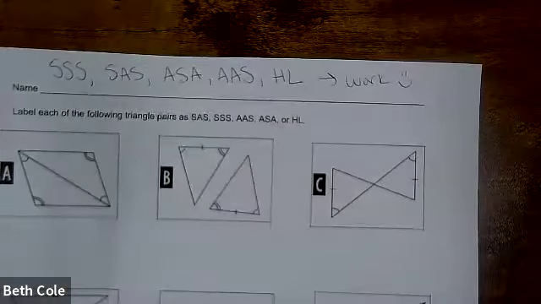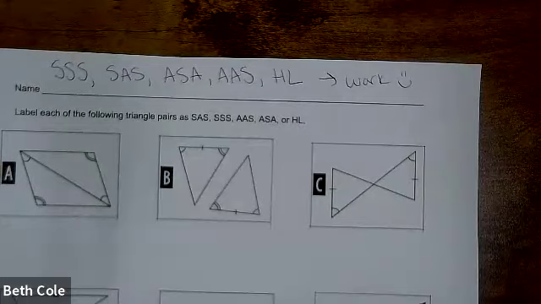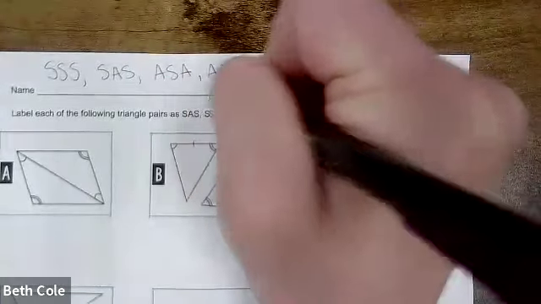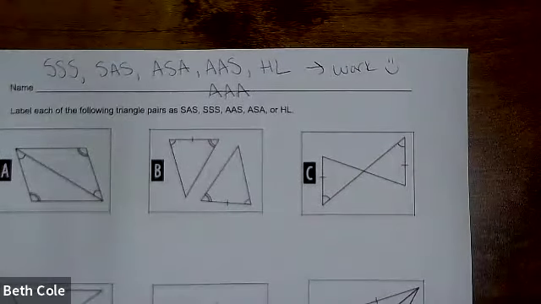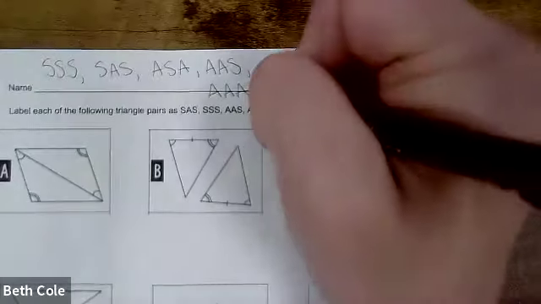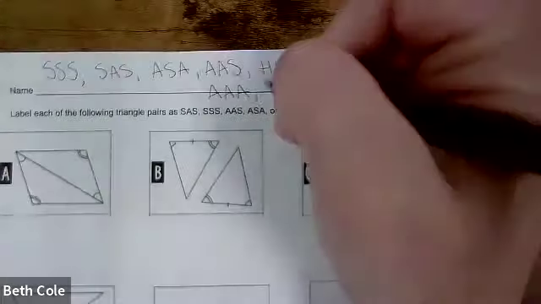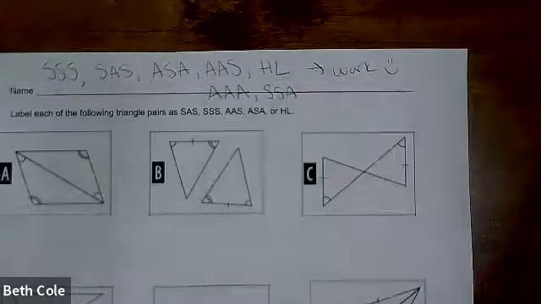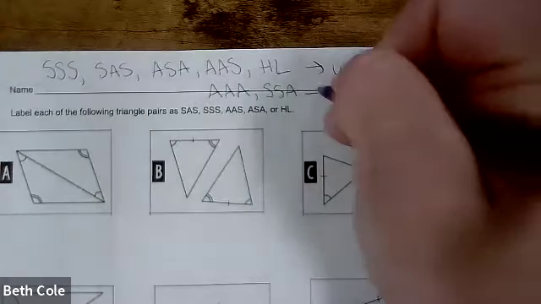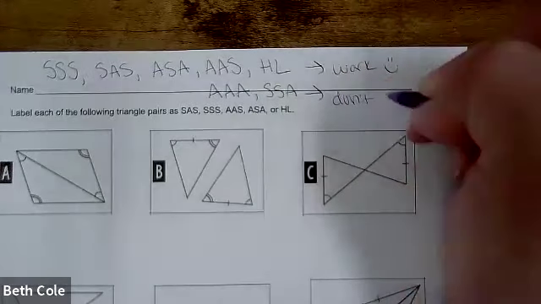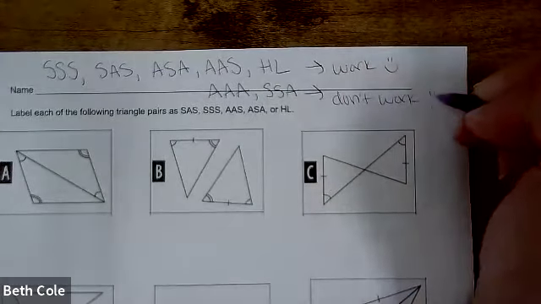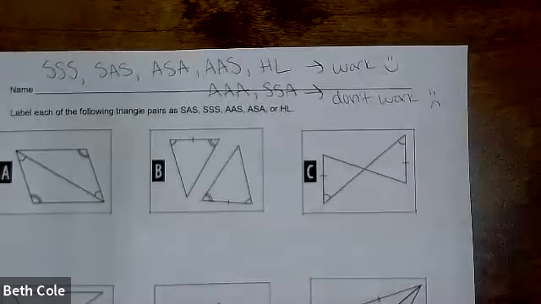They all work. There are two that don't work, all right? One of them was angle, angle, angle. If all you have are angles, like AAA, all right, that is not going to work. And then does anyone remember what the other one that doesn't work is? Because what does that spell backwards? All right, so that's how we can remember. Those are the ones that don't work, okay?